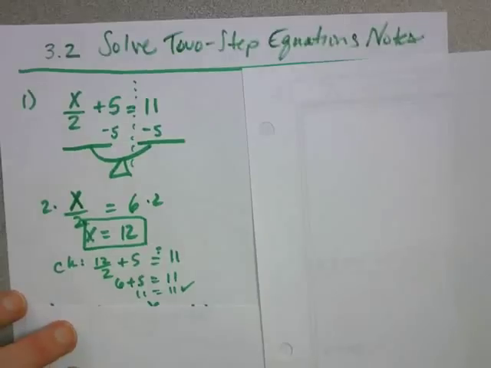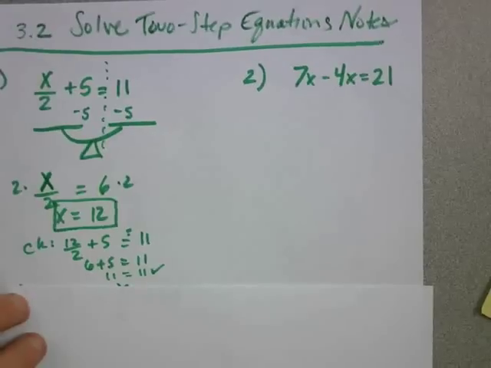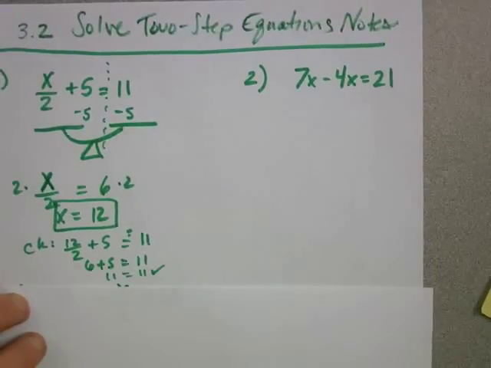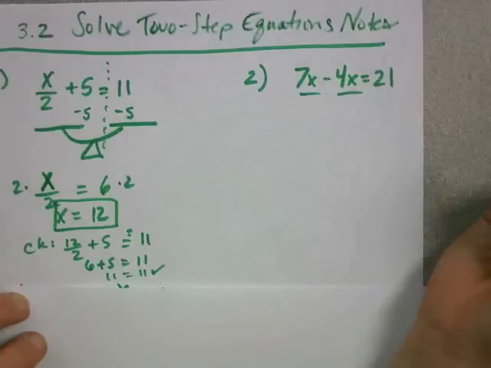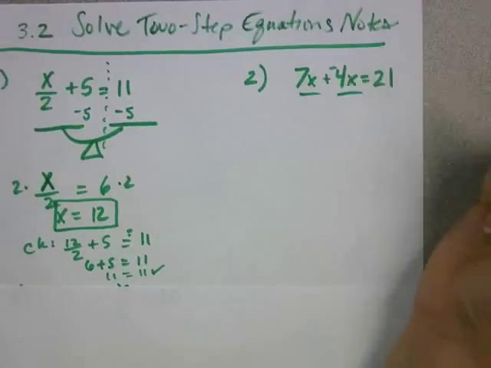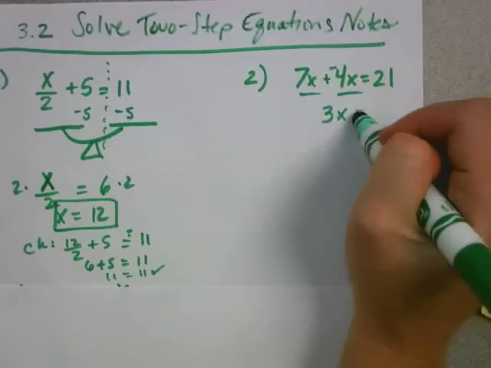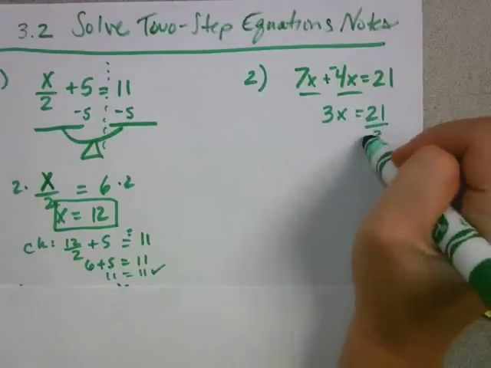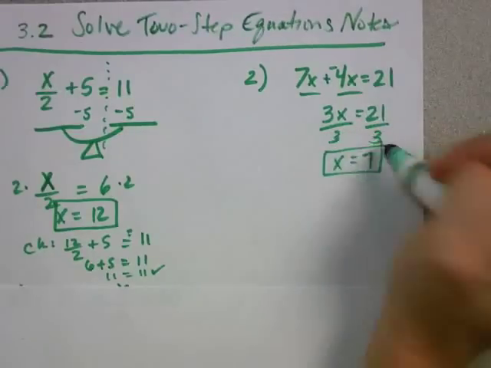Alrighty. So number 2, I've switched it up a little bit here. I have actually put two variables into the same problem. Are they like terms? They sure are. They make 3x when you subtract, or you could say adding a negative. Either way works. So that's a 3x that way. 3x equals 21. Divide both sides by 3. x equals 7. To check my work, it goes in for both x's now.